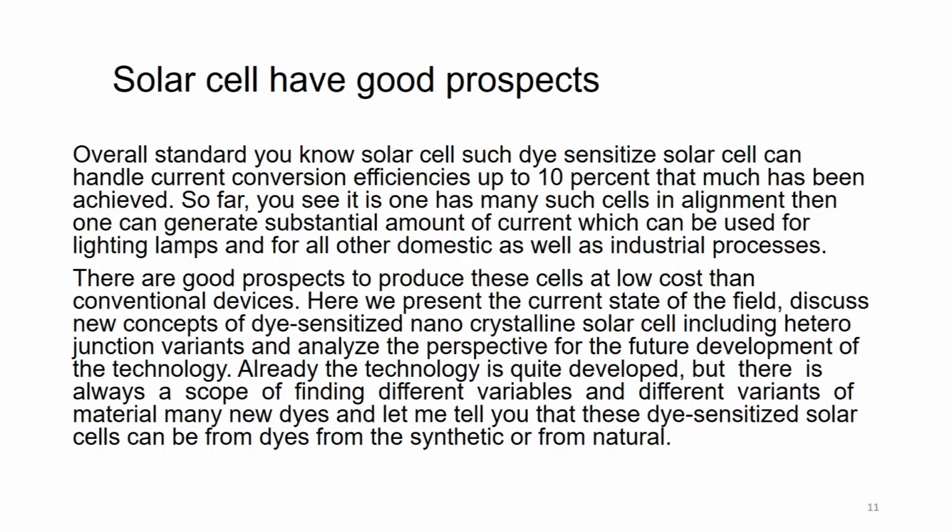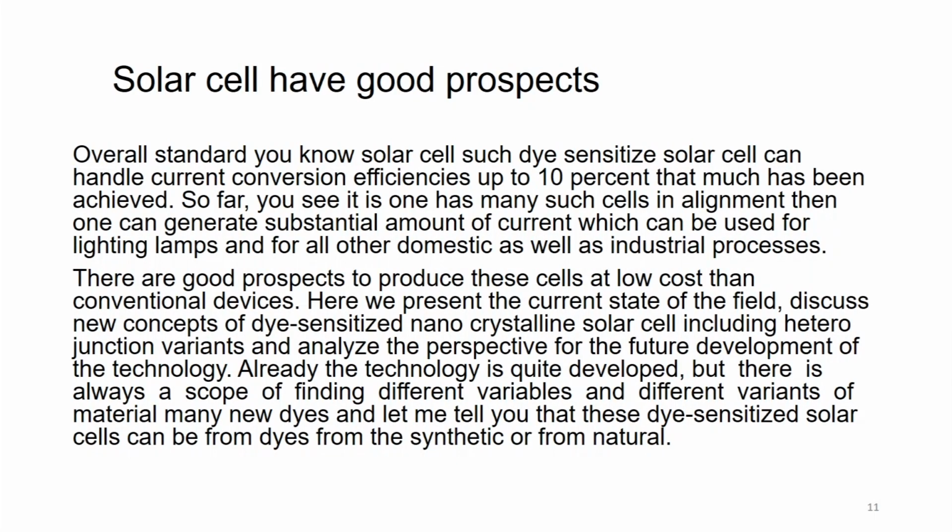Solar cells have good prospects. Overall standard, solar cells such as dye sensitized solar cell can handle current conversion efficiencies up to 10%. That much has been at least achieved. So far, if one has many such cells in alignment, then one can generate a substantial amount of current, which can be used for lighting lamps and for all other domestic as well as industrial processes.